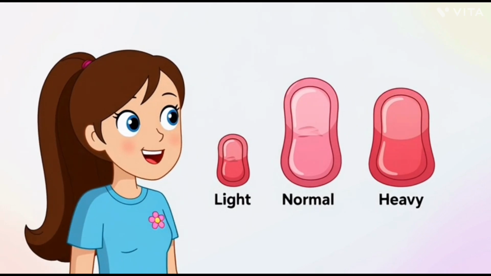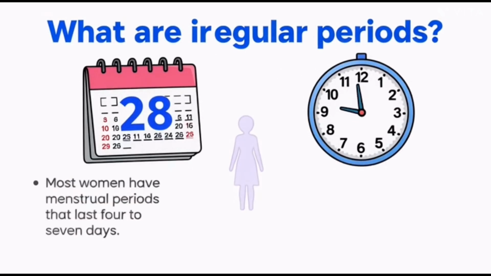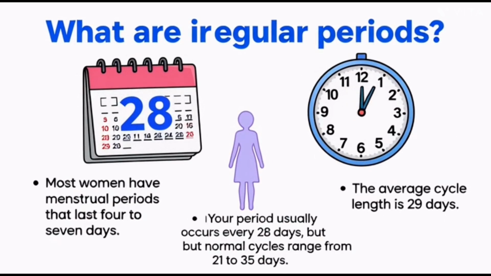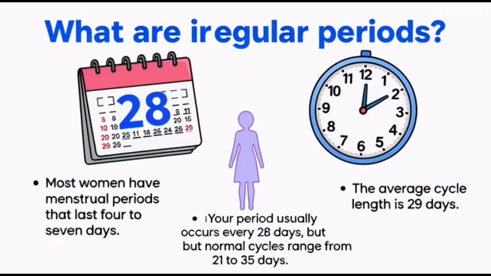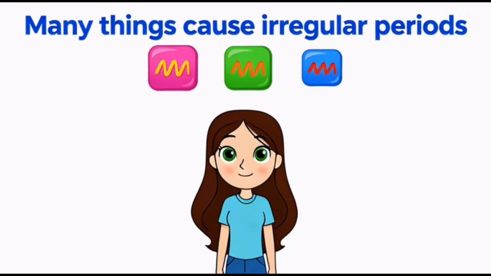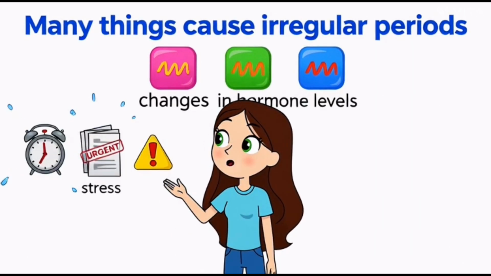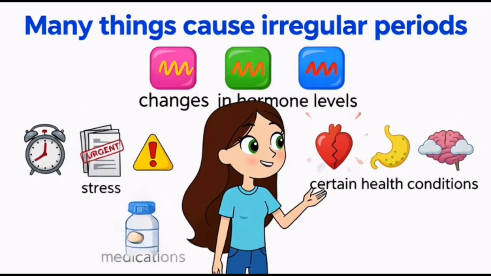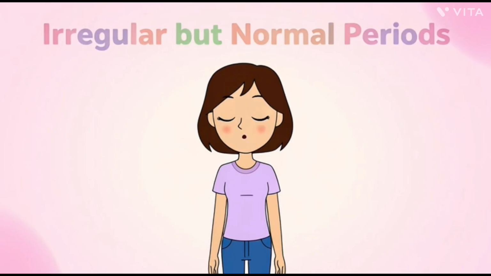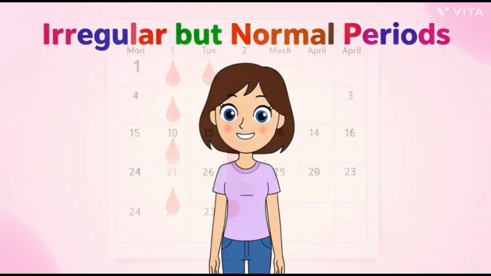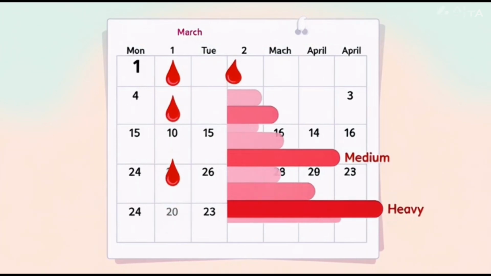What are irregular periods? Most women have periods that last 4 to 7 days, every 21 to 35 days. The average cycle is 29 days. Many things cause irregular periods, such as changes in hormone levels, stress, certain health conditions, medications, and more. Your period is still considered regular even if it varies slightly from cycle to cycle.